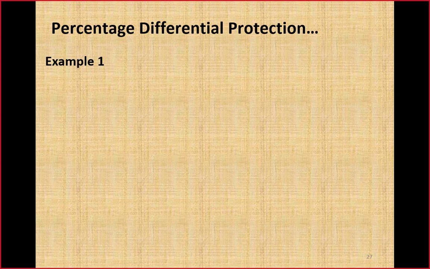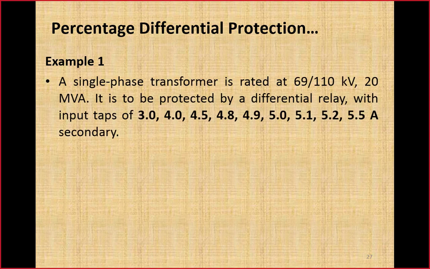Now at the end of the lecture, with the help of an example, I will conclude this discussion of application of percentage differential relay for a power transformer. So in this example, we assume a single phase transformer which has voltage rating 69 kilovolt to 110 kilovolt. Both side voltages are in kilovolt. 20 MVA power rating. It is to be protected by a differential relay with input taps of 3, 4, 4.5, 4.8, 4.9, 5, 5.1, 5.2, 5.5 ampere secondary.